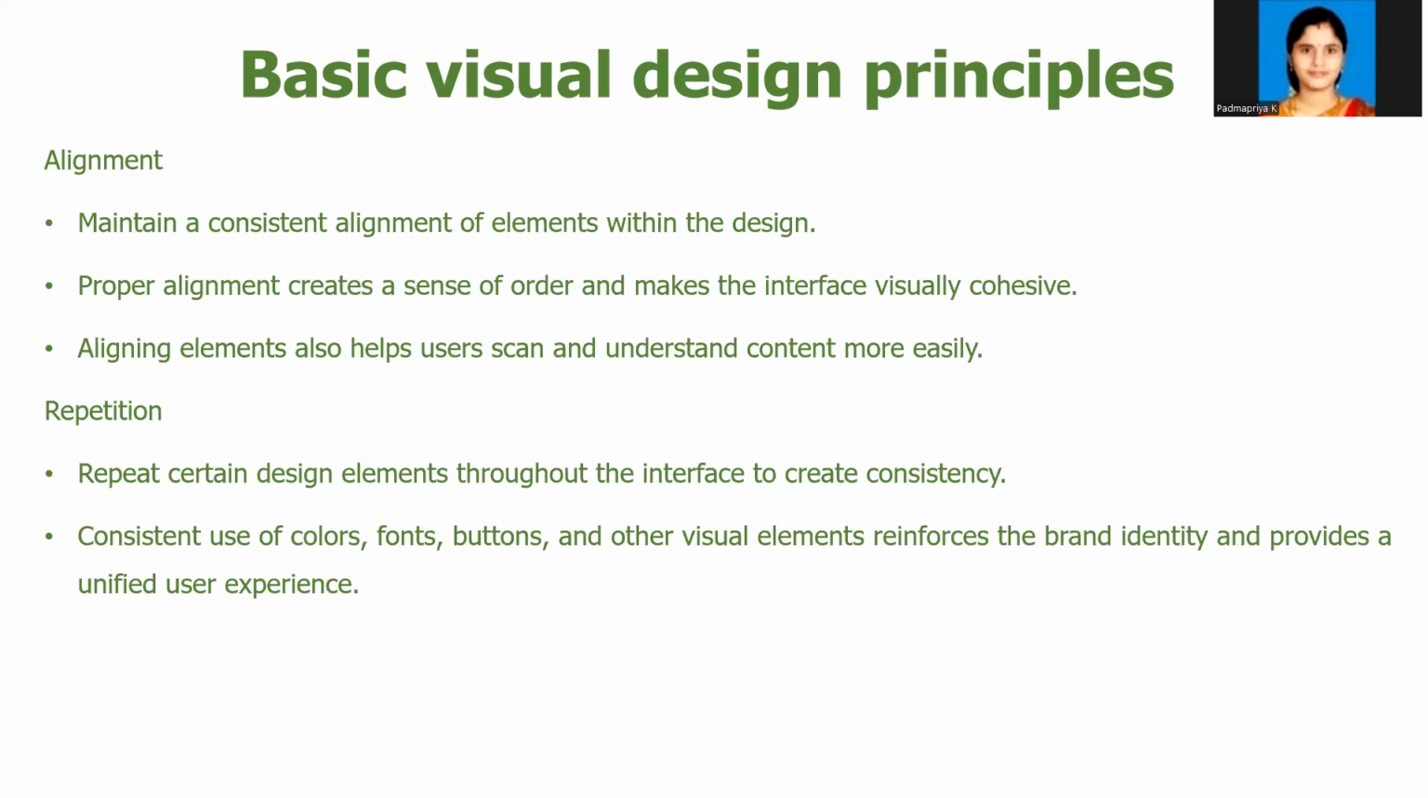Alignment. Maintain a consistent alignment of elements within the design. Proper alignment creates a sense of order and makes the interface visually cohesive. Aligning elements also helps users to scan and understand the content more easily. Repetition. Repeat certain design elements throughout the interface to create consistency. Consistent use of colors, fonts, buttons, and other visual elements reinforces the brand identity and provides a unified user experience.